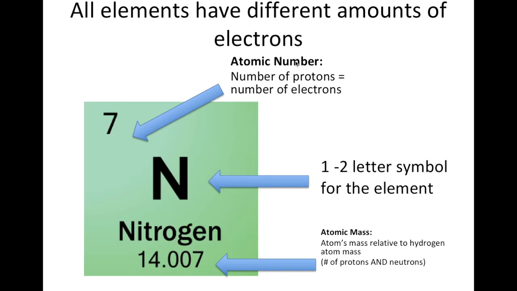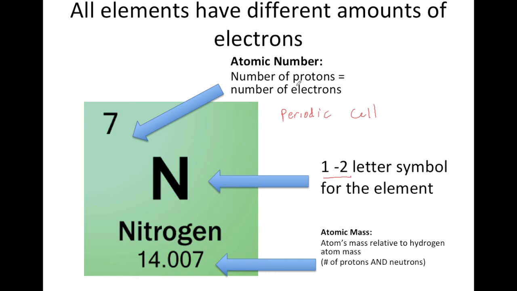Okay? How do we figure out the number of electrons, protons, and neutrons that atoms have? We're going to need some information from the periodic table. So this is what we'd say is a periodic cell. So this is going to give us some information about the element nitrogen. So they're always going to have the element written in there. There's going to be a 1 to 2 letter symbol for that element. Here it's a capital N. And then there's going to be 2 facts that are important. So the atomic number and the atomic mass.